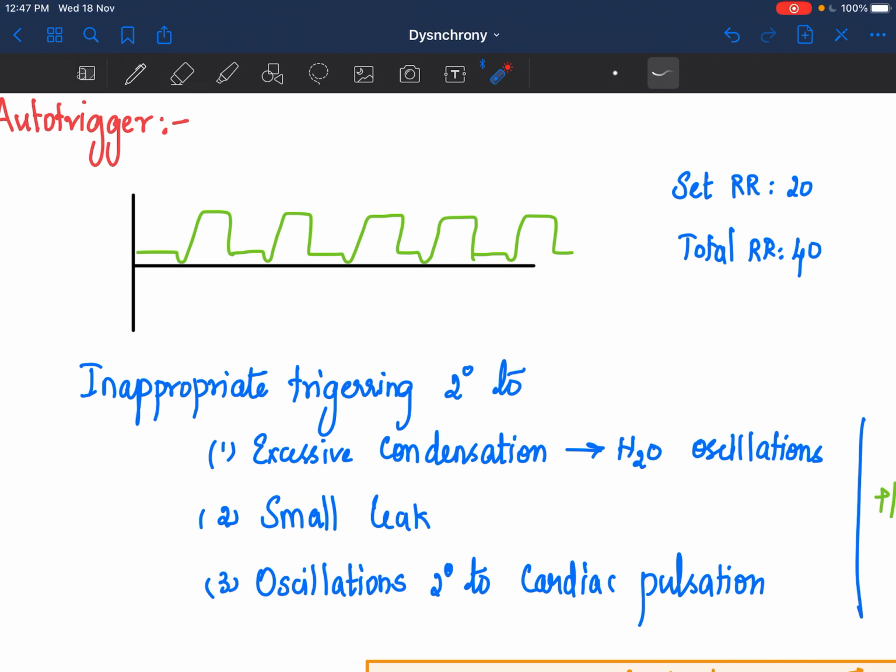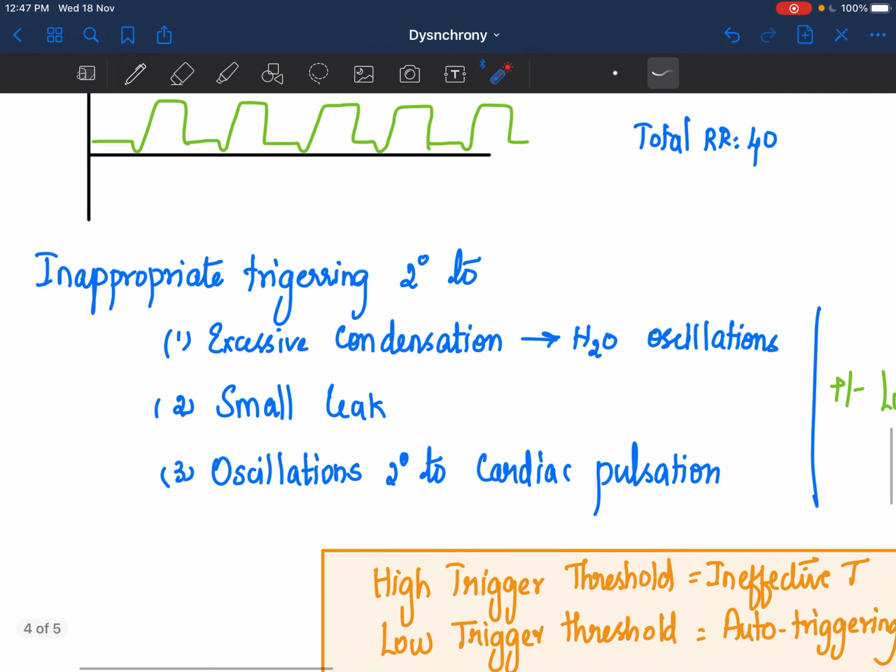Like for example, excess condensation in the tubings resulting in water oscillations. That will be detected as the patient trying to breathe, and this will trigger a ventilator breath. If you see that every time it is a triggered breath, the ventilator is assuming that the patient is triggering when in actuality it is not so. Or if there is a small leak resulting in a dip of pressure, or if the cardiac pulsations are getting transmitted to the airway, that will again be detected as a trigger.